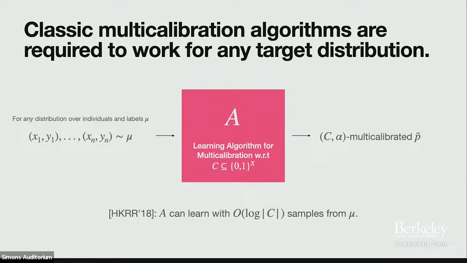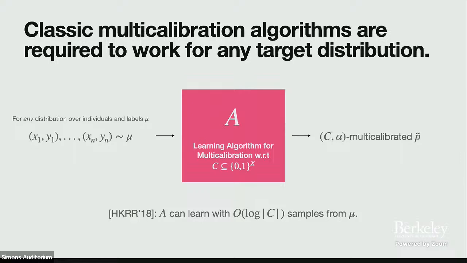And we have nice algorithms to learn multi-calibrated predictors. The original HKRR algorithm tells us we can learn in something like log of the size of the set of subgroup samples. And of course, this is ignoring all sorts of error parameters and whatnot, just for simplicity.